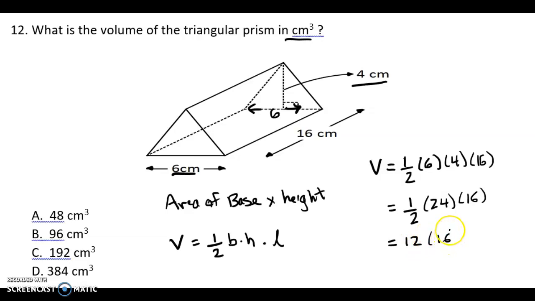So 12 times 16. And then when I go ahead and multiply 12 by 16, well, I have 10 times 16 would be 160. 2 times 16 is 32. So that's 192 centimeters cubed. So our answer here would be C.